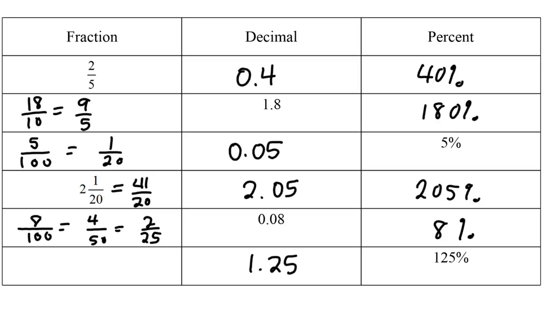And then this next one will be 125 over 100. And again, you think of a number that goes into both the top and the bottom. In this case, 25 goes into both, so you'll get 5 over 4. And those are your answers for question 3.